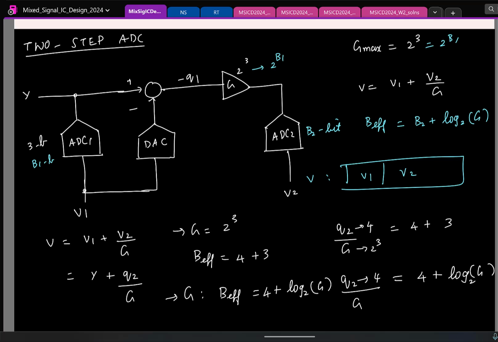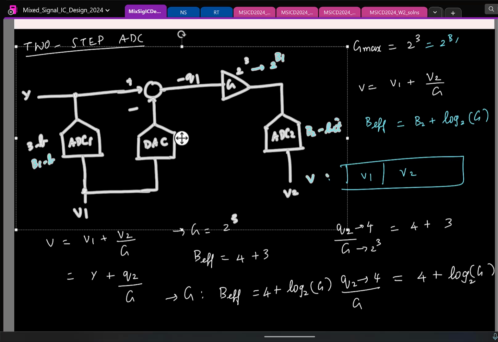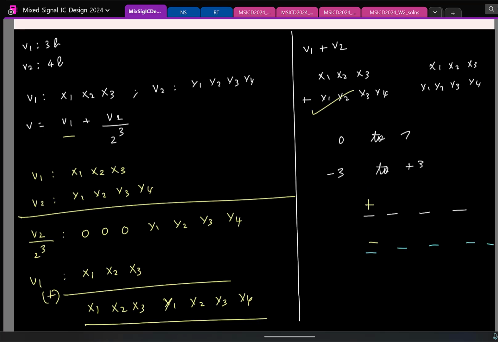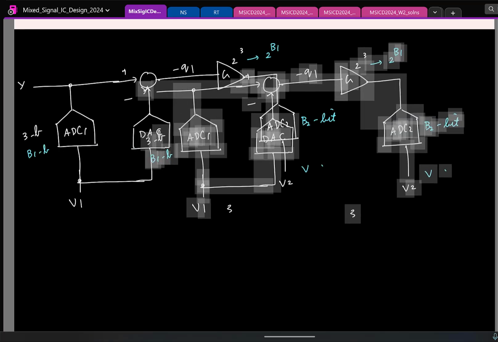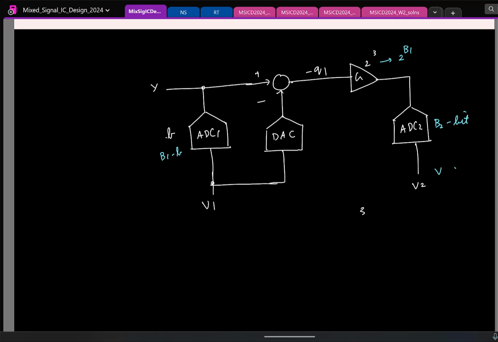So now you have a two-step ADC. You can basically keep extending it. You can make a 3-step ADC. Let's just generalize it and we'll wrap today. So how can you form a 3-step ADC now?